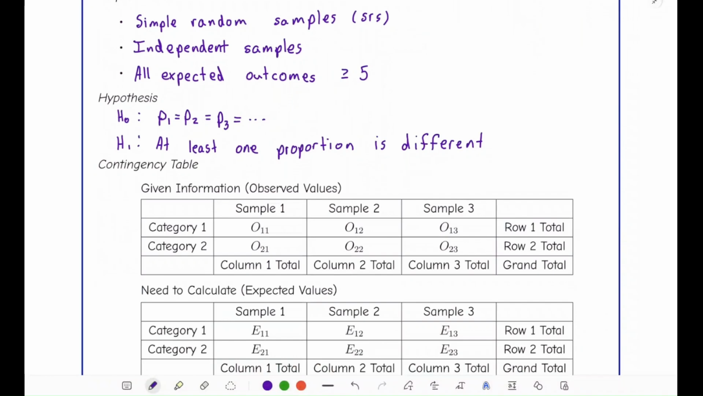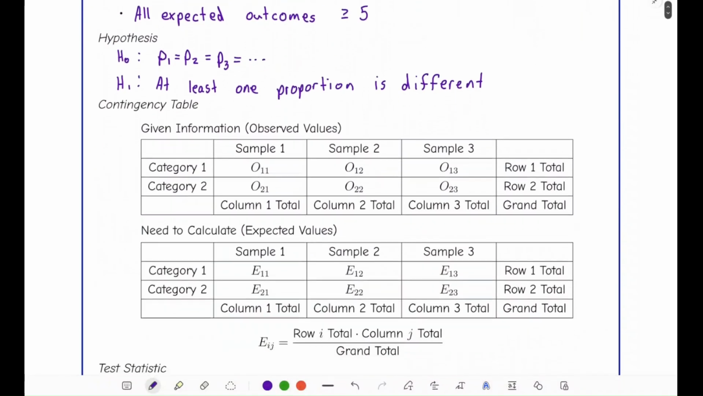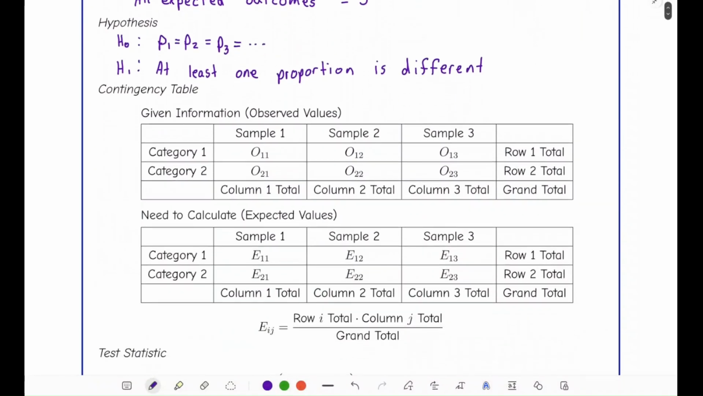Now all the expected outcomes must be greater than or equal to 5. That's what we need to calculate. So for each observed value, you will have to calculate one expected value. That's why these tables are the same size. And how you calculate the expected value for a certain entry is you take that row total times the column total and divide it by the grand total.